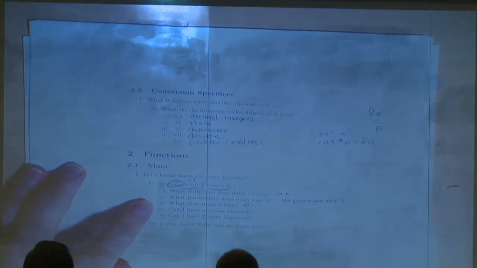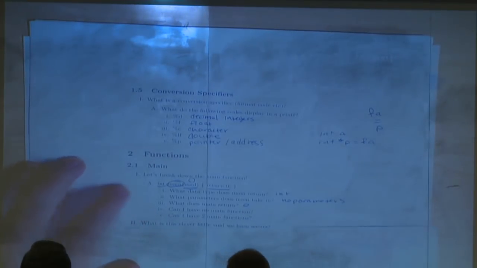So main will always return 0. It returns an integer. It takes in no parameters because of the void.